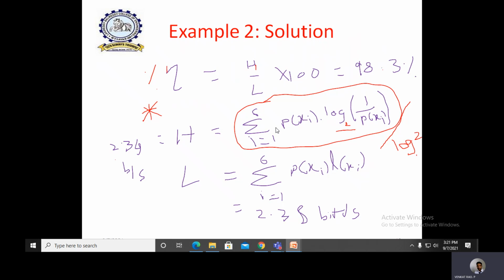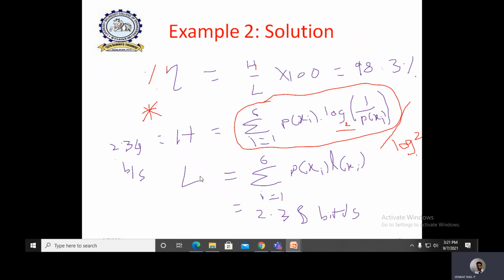Finally, in your calculator we need to divide by log 2, because in your calculator the logarithm is not base 2 but base 10. To convert that logarithm, we need to divide by log 2 in your calculator. Anyway, this is the calculation part.